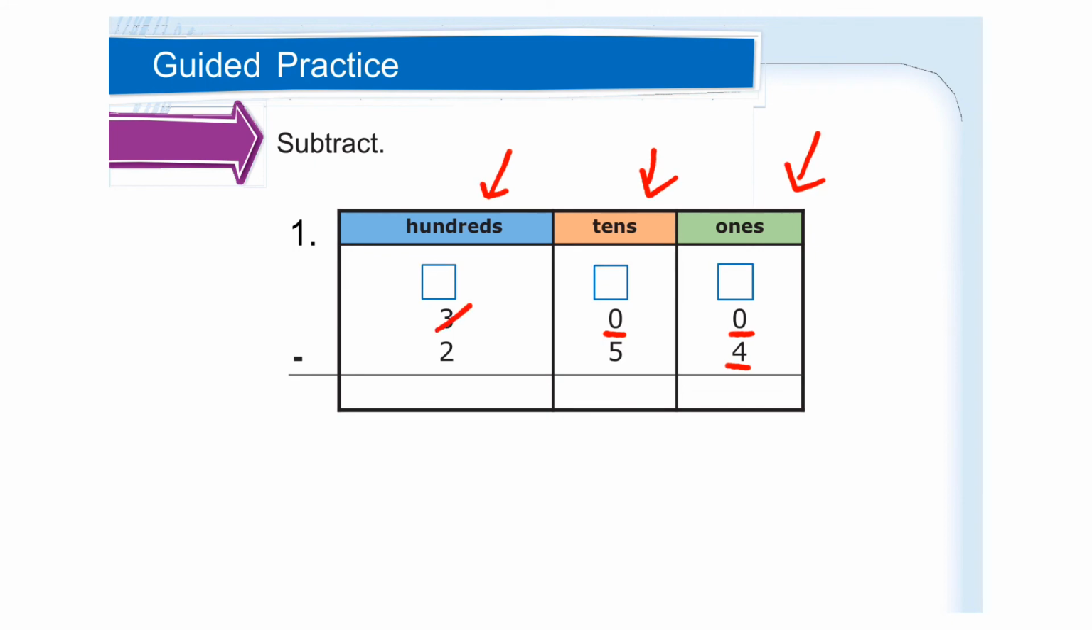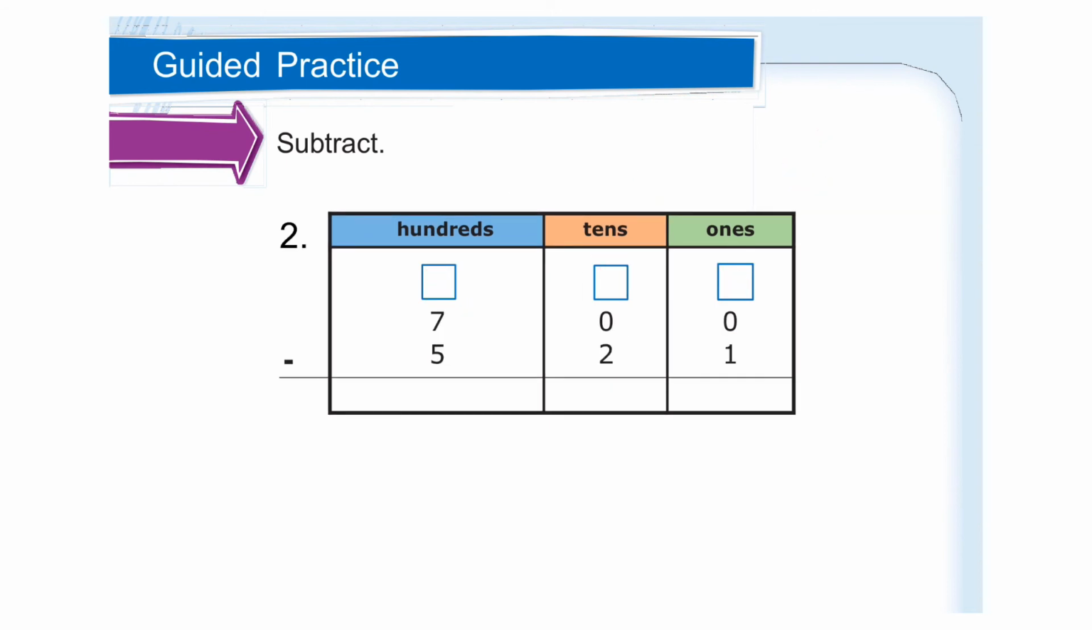I cross out 3. Now I have 2 hundreds. I regroup 100 as 10 tens. Then I regroup 110 as 10 ones. 10 minus 4 equals 6. 9 minus 5 equals 4. And 2 minus 2 equals 0.